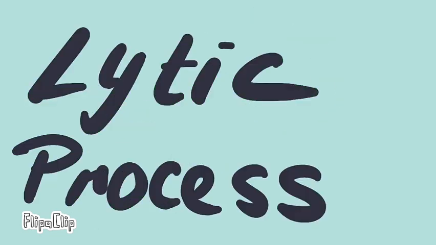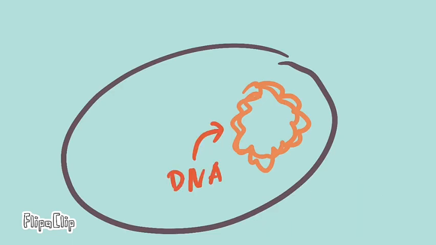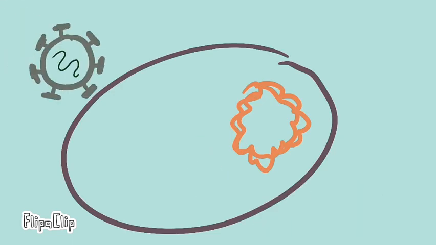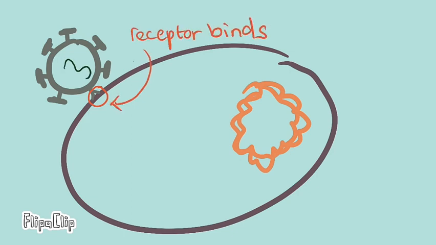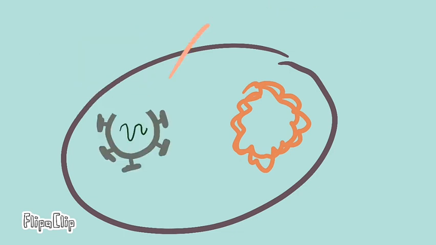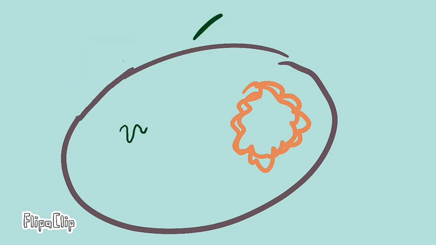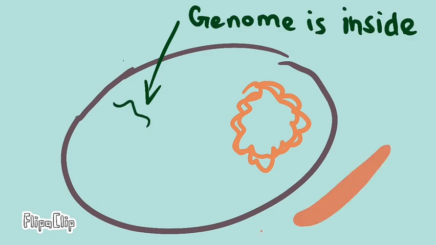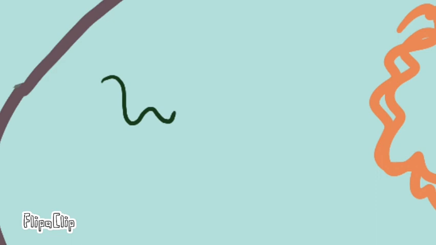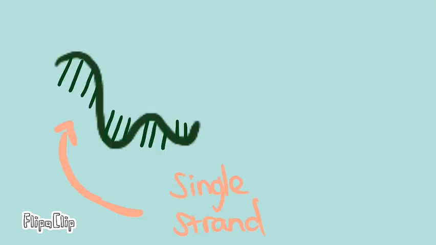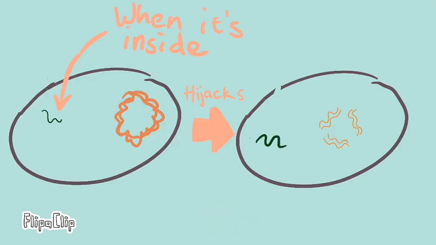It begins with attachment, where the receptor of the virus, or its spike, binds itself with the host cell's receptor. After binding, the virus will enter the cell, uncoat itself, and release its genome inside the cell. SARS-CoV-2's genome contains a positive sense, single-stranded RNA inside it.